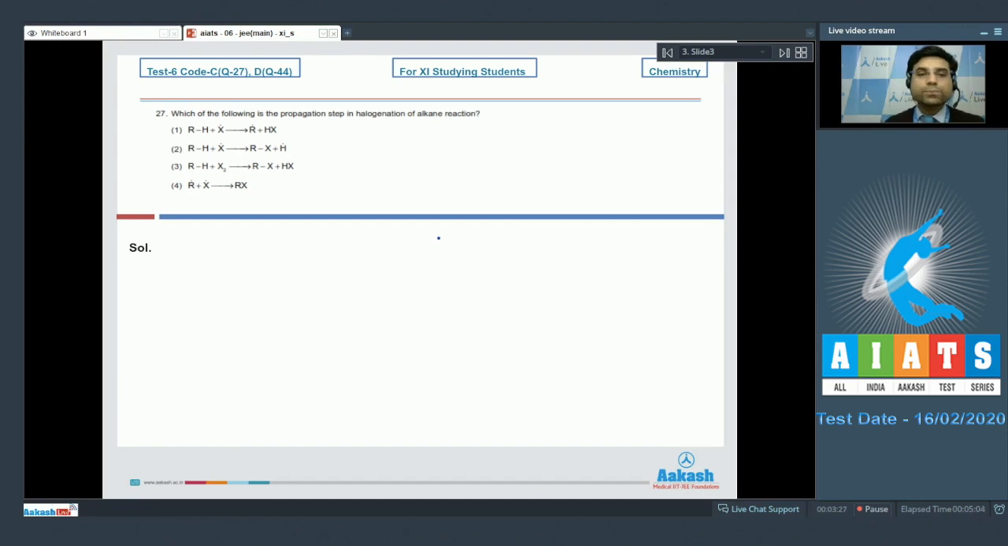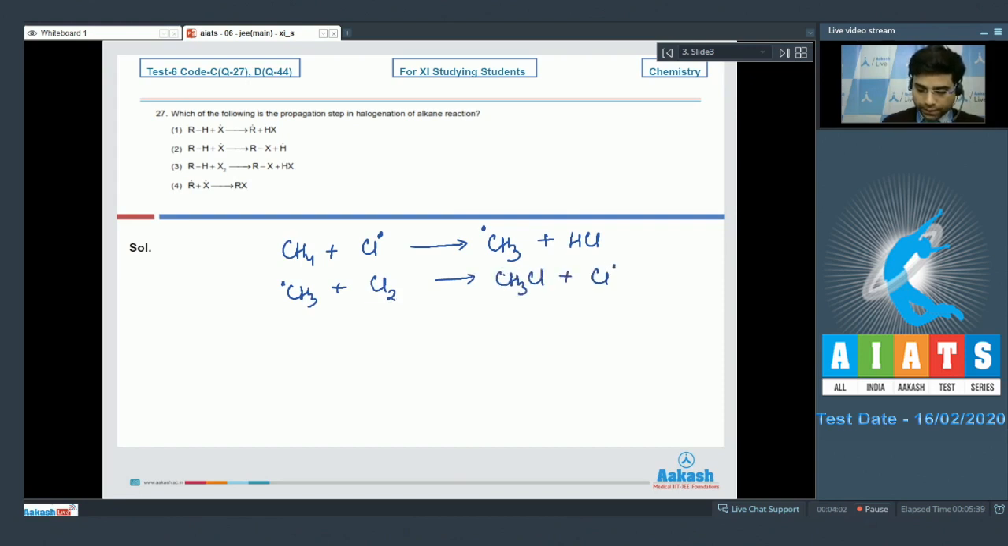It says, which of the following is the propagation step in the halogenation of alkane reaction? If I talk about photohalogenation reaction, there are 3 steps involved. Step 1 is the chain initiation step. Step 2 is the chain propagation step. So, what happens in chain propagation step? Considering methane, in chain propagation step, Cl free radical or any halogen free radical will react, giving you CH3 free radical plus HCl, and again CH3 free radical will react with Cl2, giving you CH3Cl and Cl free radical. So this is the chain propagation step.